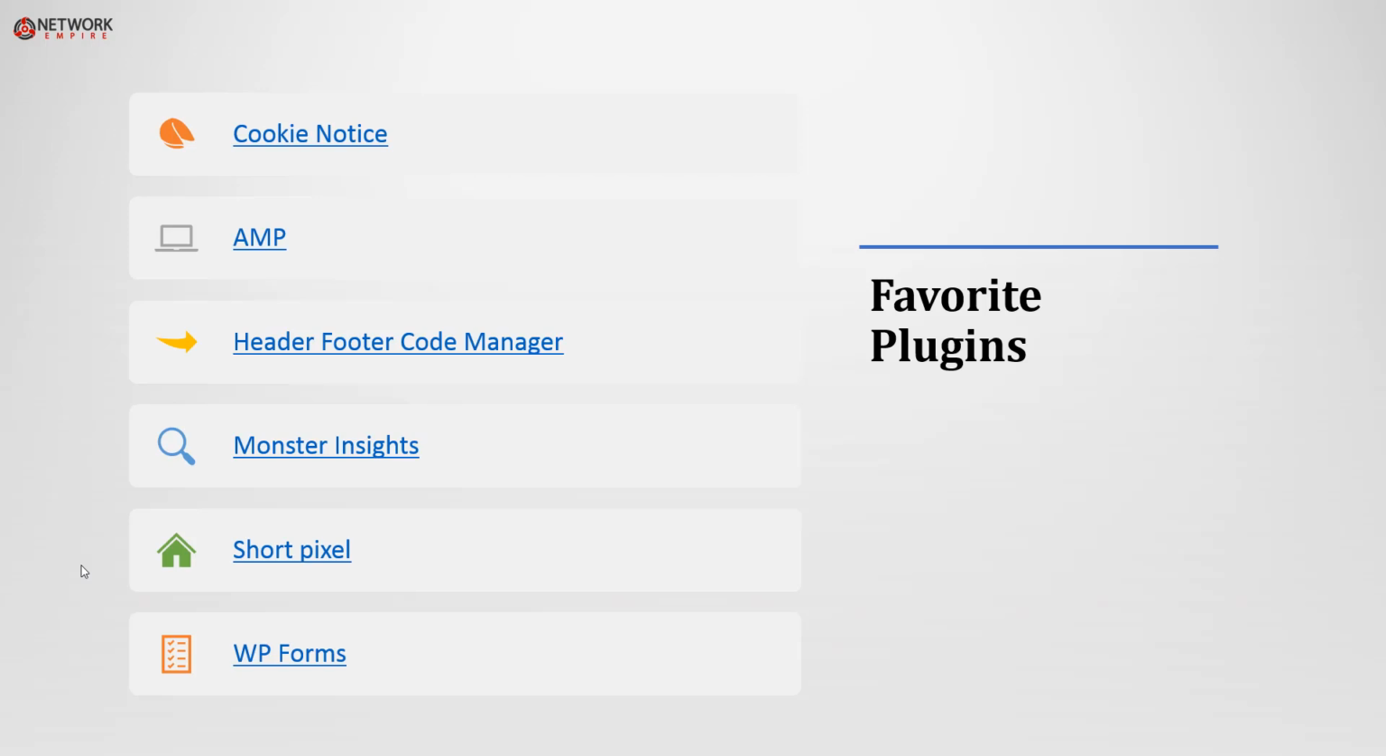So if you look at what we got there, we got one that manages a cookie, one plugin that manages condensing our pages so that they're mobile friendly. We have one plugin that controls all the injection of code through the header and the footer. We have one plugin that controls analytics. We have one plugin that controls crushing images so that they're small and light as possible. And then finally, we've got the WP Forms, which controls how we communicate with our customers.